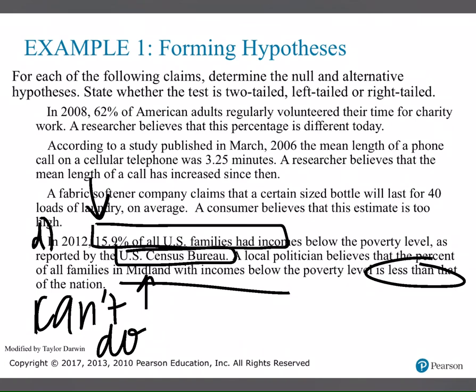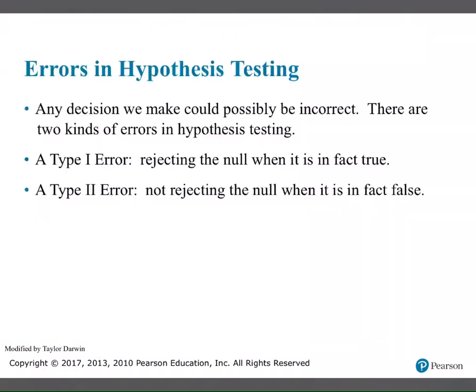So this one we can't do. If it was reworded, we'd be able to do it, if it was talking about U.S. families. But we can't talk about Midland specifically if it originally didn't talk about Midland specifically.